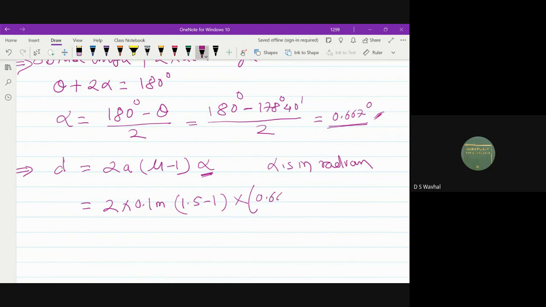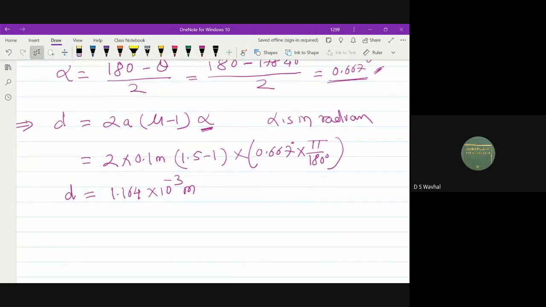So 0.667 degree into pi by 180 degree. So this is converted into radian. And then after solving this, pi is 3.14. After solving this, what we get is 1.164 into 10 to power minus 3 meter. The quantities are in SI, meters. So this is d, the distance between the two virtual sources, small d.